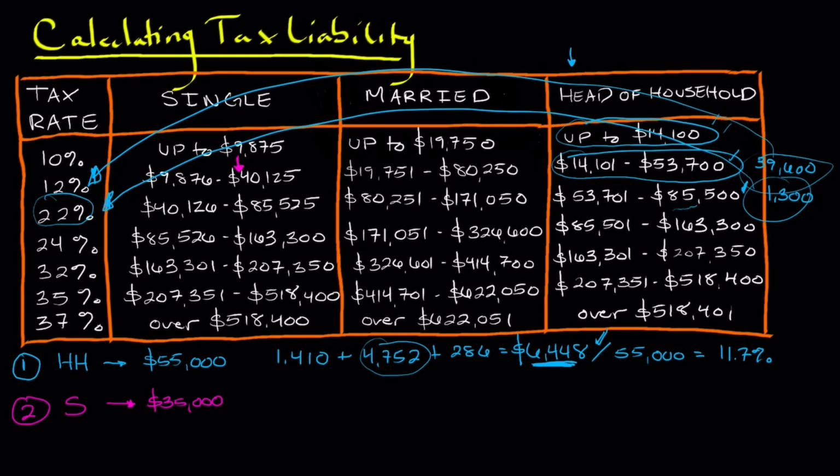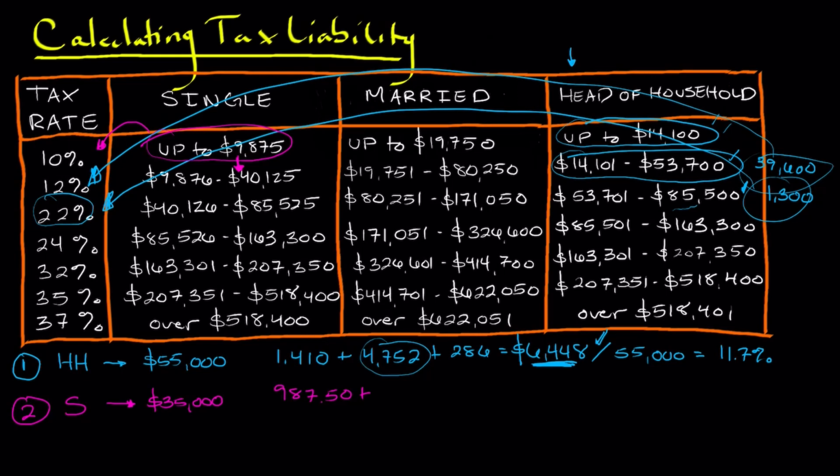So we know that up to $9,875, we get taxed at the 10% rate. We can compute that relatively easily just by moving the decimal, and that is $987.50 that we're taxed at that first rate there. Now the second one is where we have to do a little bit of math, right?